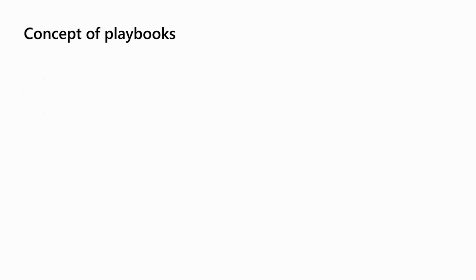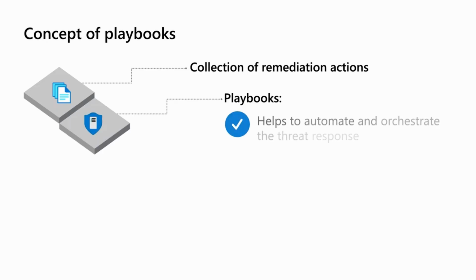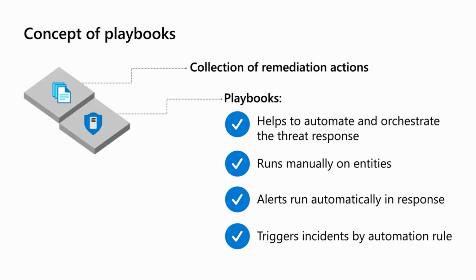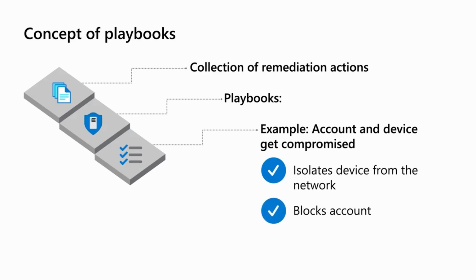A playbook is a collection of remediation actions that can run from Microsoft Sentinel. It helps to automate and orchestrate the threat response. It runs manually on entities, and alerts run automatically in response to specific alerts or incidents triggered by an automation rule. For example, if an account and device get compromised, a playbook can isolate the device from the network and block the account till the SOC team receives a notification of the incident.